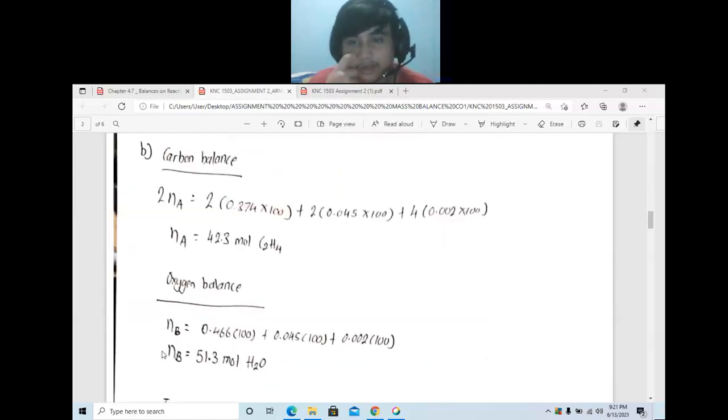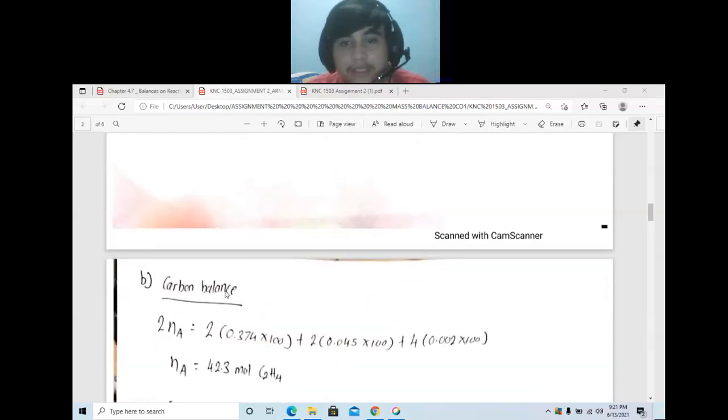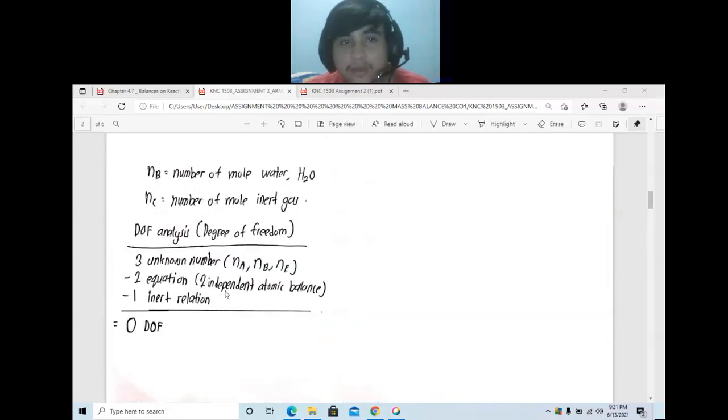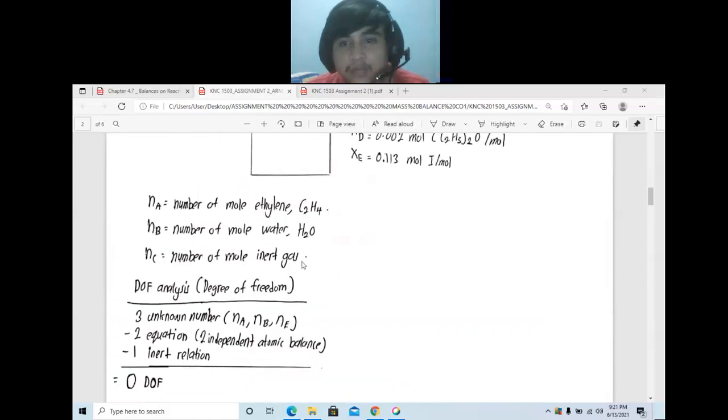Therefore, for the next question, for B, I'm using the carbon balance. Why I'm using the carbon balance is that it is much easier to find the number of moles of A. The number of moles A is the ethylene C2H4. So the carbon balance is much easier, where we can detect using the C carbon here. Here is the C2, so they have two carbon.